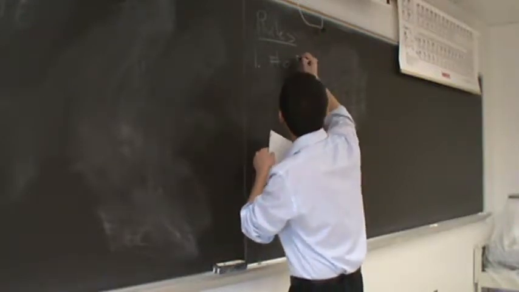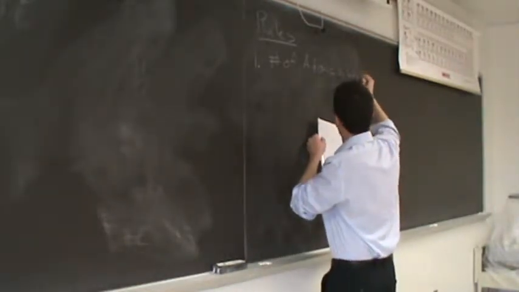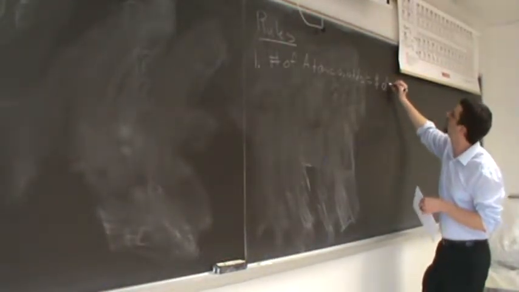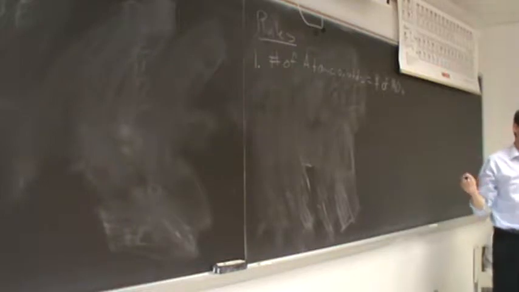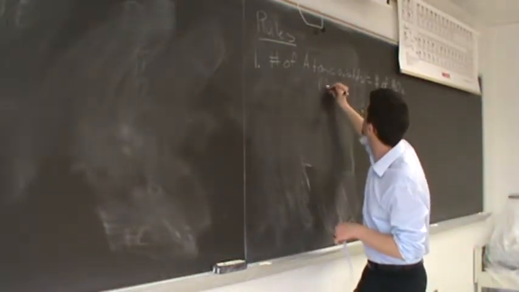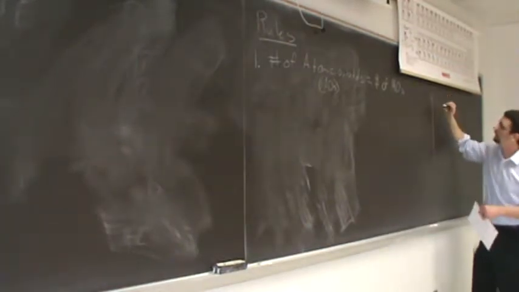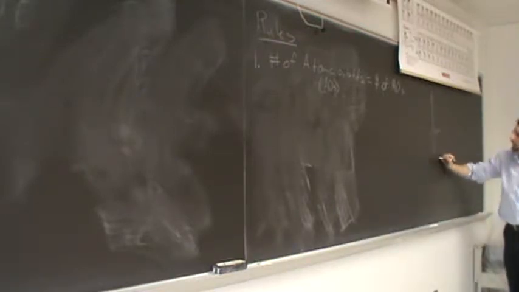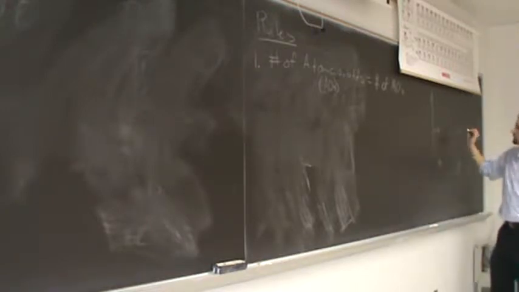Rule one: the number of atomic orbitals is equal to the number of molecular orbitals. We're going to shorten atomic orbitals to AOs and molecular orbitals to MOs. So what does that mean? Let's say we have a hydrogen molecule. This is hydrogen number one, and we'll call this hydrogen number two. They each have an electron in it. We got this from chapter two.